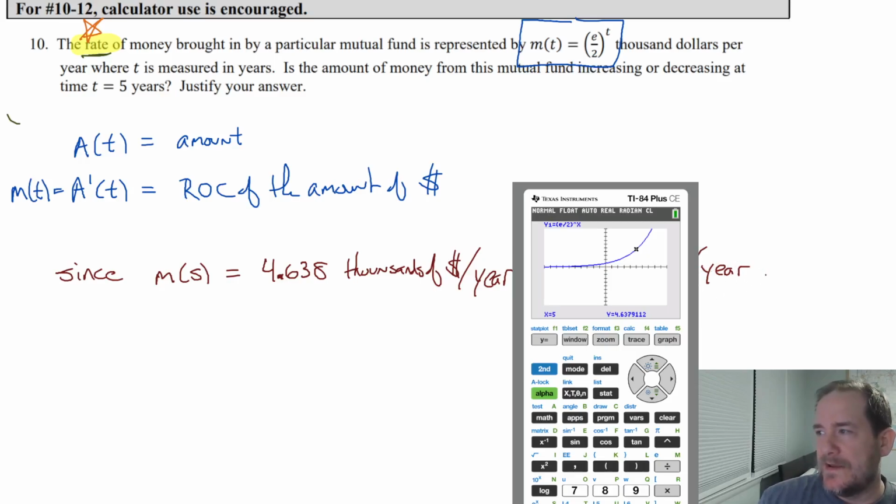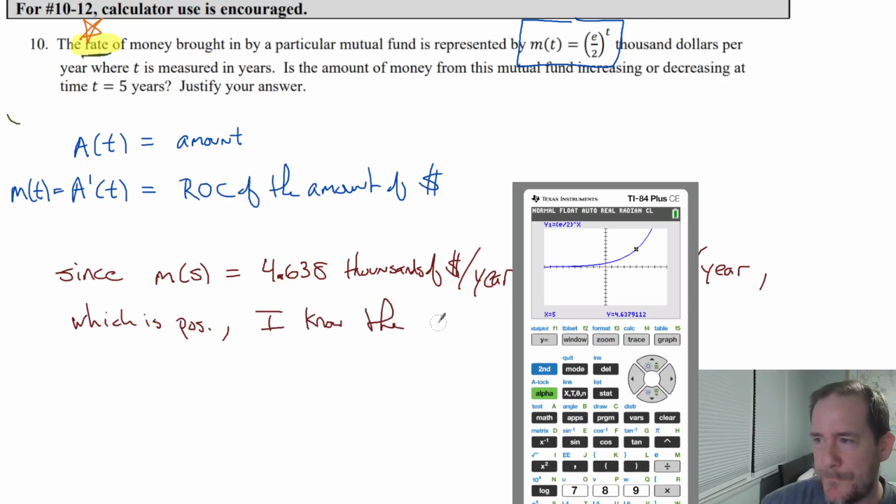But that's that. Now what's important about this number? Only that it's positive. So you might want to say, since this thing equals this number, which is positive, I know the amount of money is increasing when x equals 5.